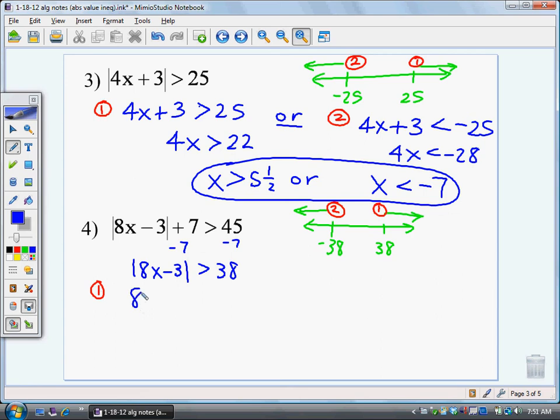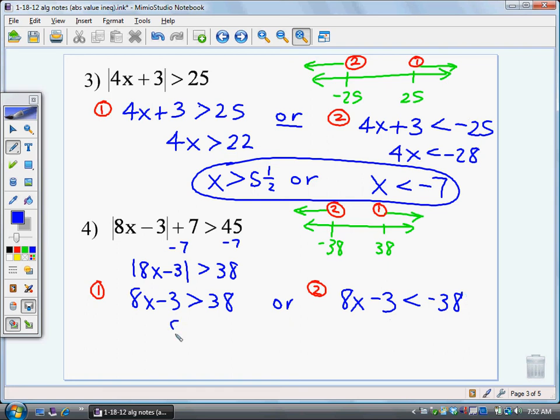one of them is going to be 8x minus 3. The number 1 is pointing right, so greater than, and it's by the positive 38. Connecting word or. And my second inequality 8x minus 3, and this time pointing left, and it's by the negative.